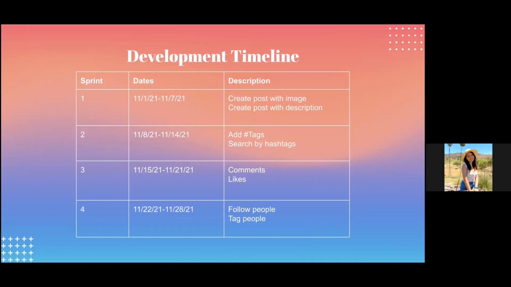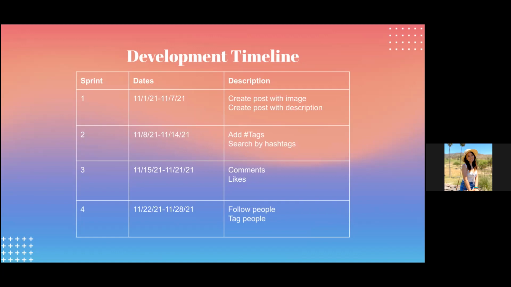So going off Instagram, let's say you divide it into 4 sprints and you want to release your minimal viable product where you can have a post, hashtags, likes, comments, and tagging people. The first step, let's say you want to create the post with the image and the description. That's what you'll work on the first week.